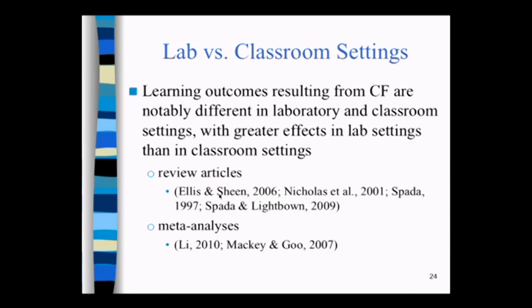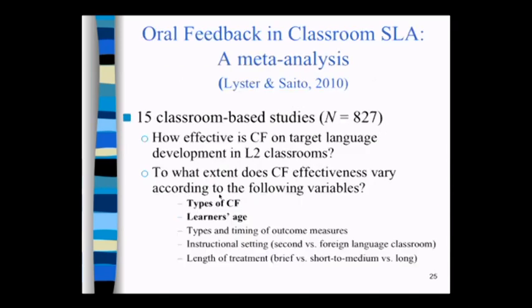So given the fact that a lot of the meta-analyses that have been coming out often conflate classroom and laboratory studies, I undertook with a PhD student of mine, Kazuya Saito, a meta-analysis of corrective feedback only in classroom studies. And we were able to identify 15 classroom studies that compared different types of feedback. And what I'd like to quickly present here is what we found in terms of different types of feedback, the comparisons we did across the 15 studies.